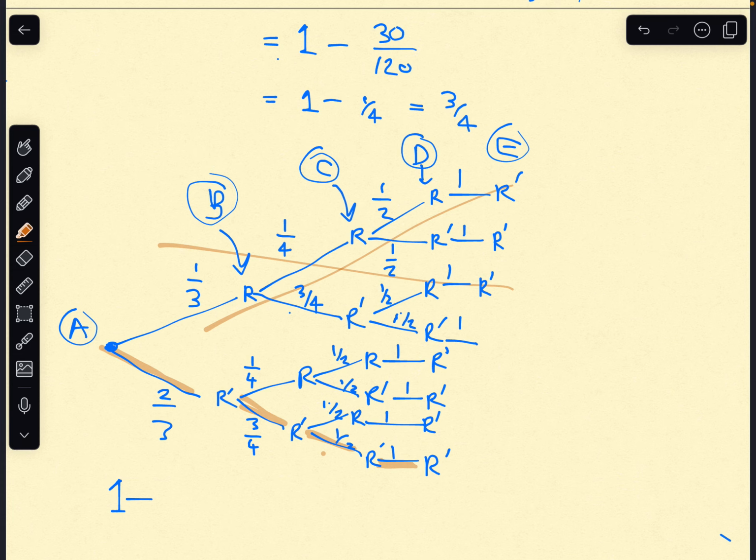So it would then be 1 minus 2 over 3, because these are independent events, so we can just multiply their probabilities together. So that is 1 minus a quarter, which is indeed 3 over 4. So that's also a nice way to go about this question.